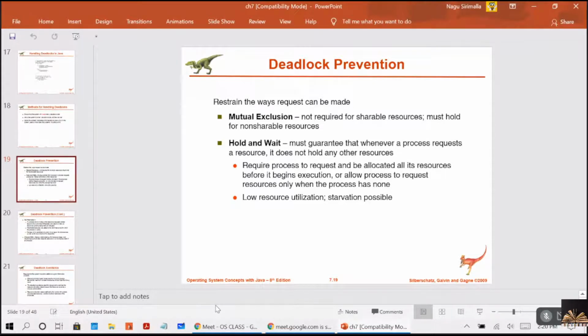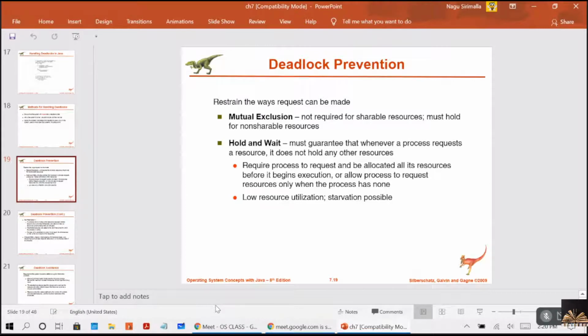For that, we use some set of protocols. The first protocol is that each process requests and is allocated all its resources before it begins execution. That means we allocate all the resources to the process before its execution, so that in the middle it will not request resources while holding others, and at the end it releases all the resources. That way you can make the hold and wait condition fail.